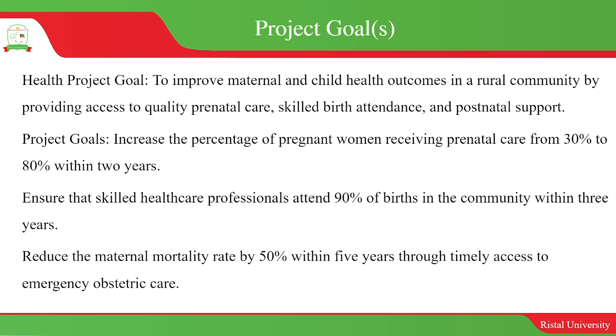Now, when you go more specific, you can call them project goals or project aims. So one can be, for example, increase the percentage of women receiving perinatal care from 30% to 80% within 2 years. Ensure that skilled health professionals attend to 90% of the births in the community within the next 3 years, and then reduce maternal mortality by 50% within 5 years through timely access to emergency obstetric care. Okay. So you see that these ones are very specific. You cannot reduce them any further because they actually give values, and they tell you how they can be achieved.